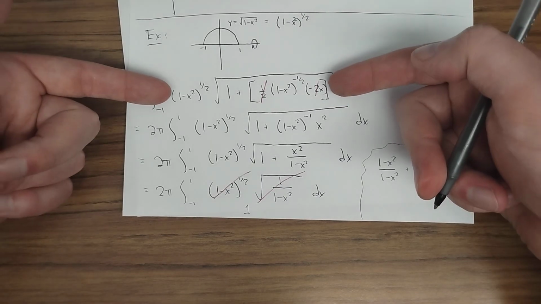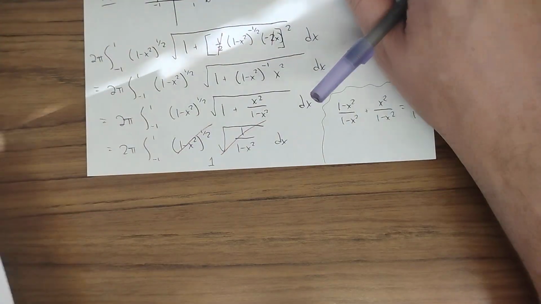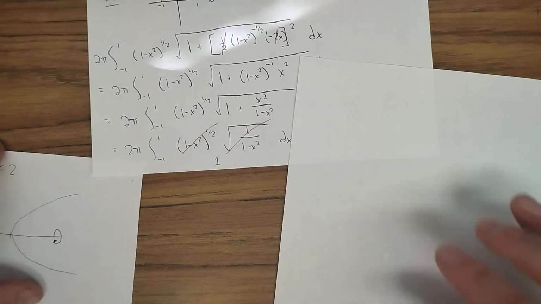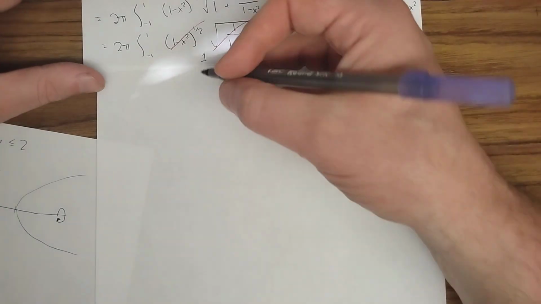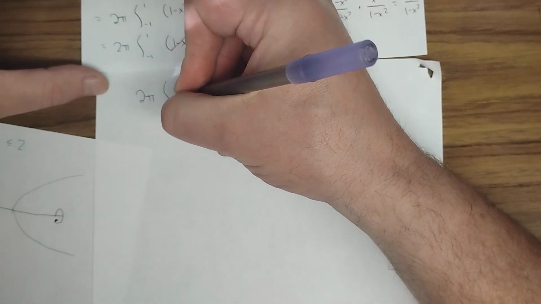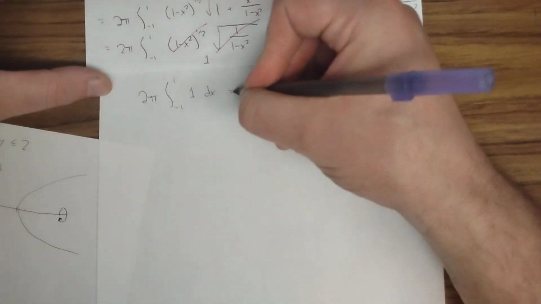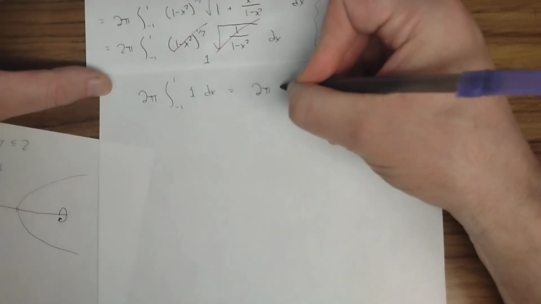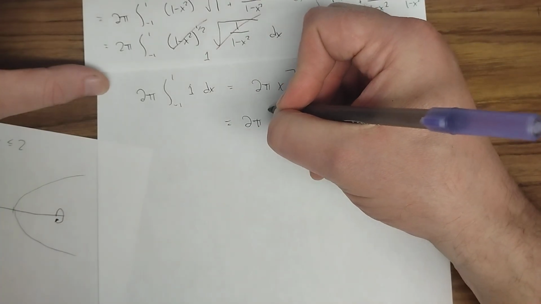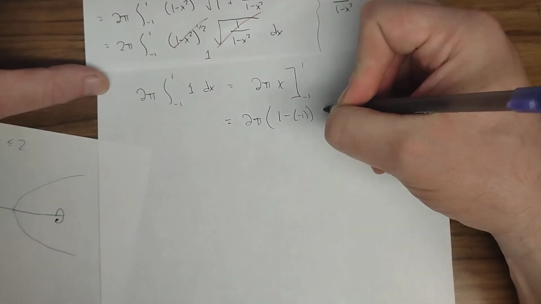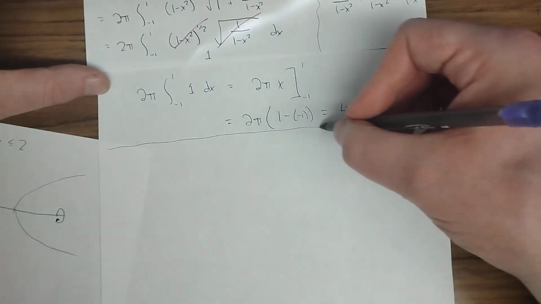Look at how simple that got. We went from this, like, look at this. It was 1 this whole time. Anyway, picking up from there. That was just 1, so the antiderivative is just x. So 1 minus negative 1. So I get 4 pi. And of course, that's what we're supposed to get.